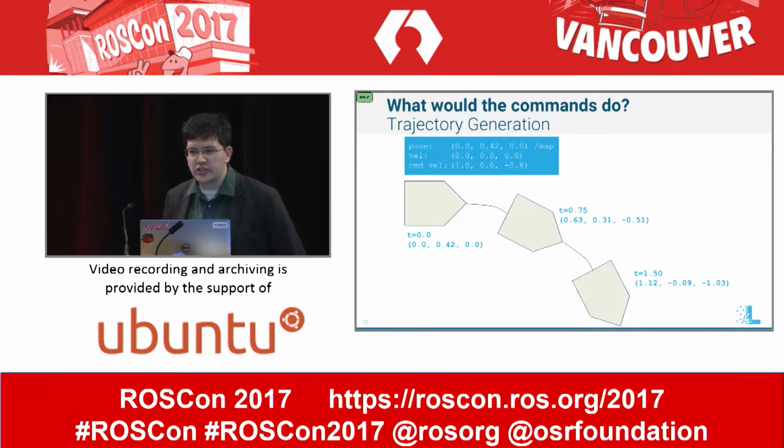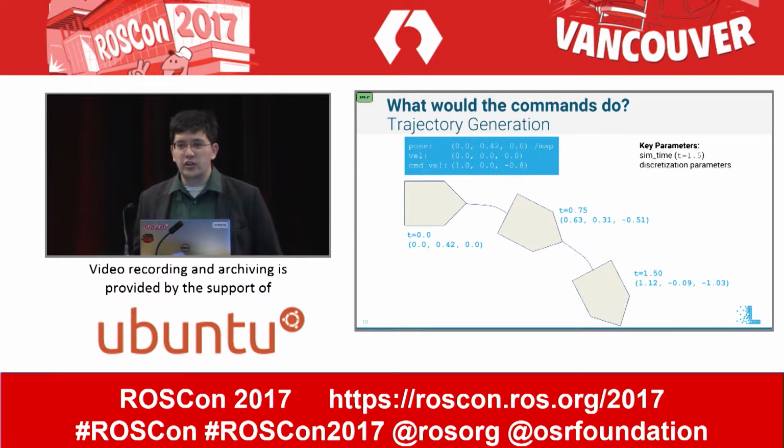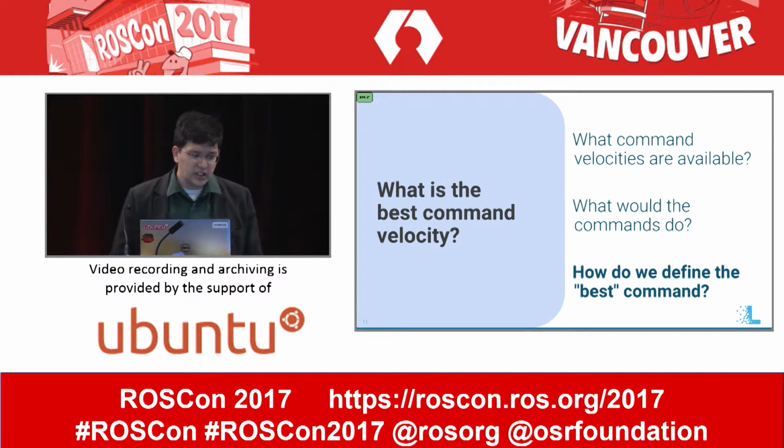And there are 2 important questions here in terms of parameters, which is, 1, how far into the future are we going to project this? This is the sim time variable. And then we also have various discretization parameters that define how many poses we're going to put in between the first and last pose. Here's just the one. And so that step is more or less straightforward, but if you have a more complex robot, it can be as complex as you need it to be. And so the real key question is, how do we define what the best command velocity is at any particular time?